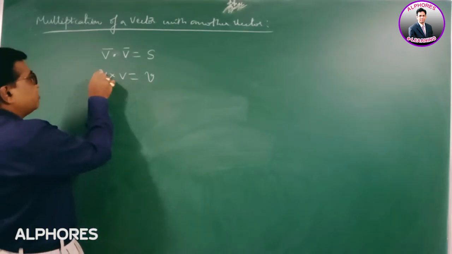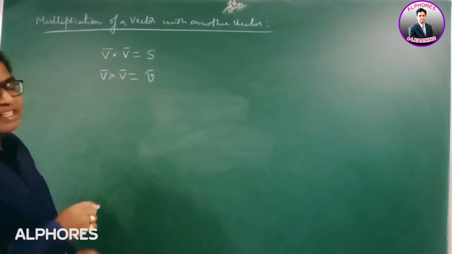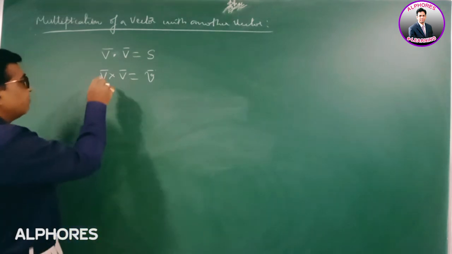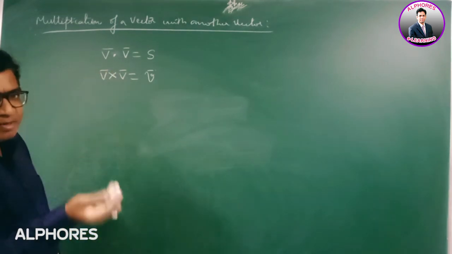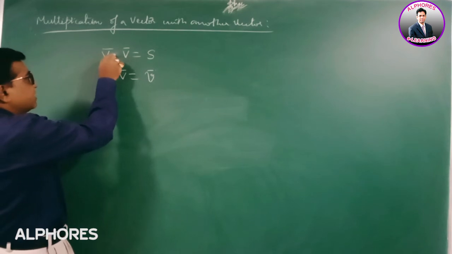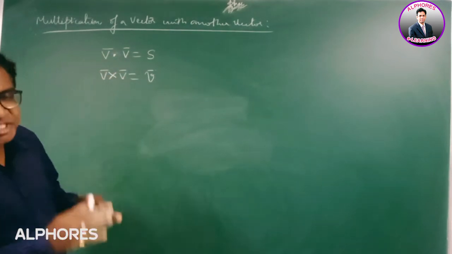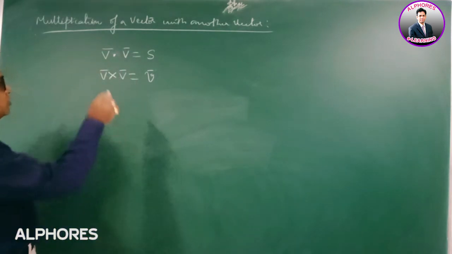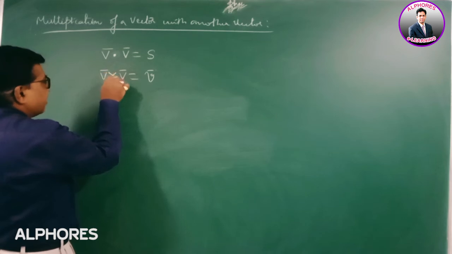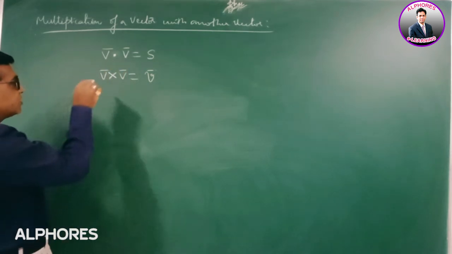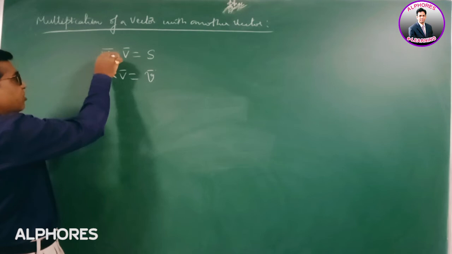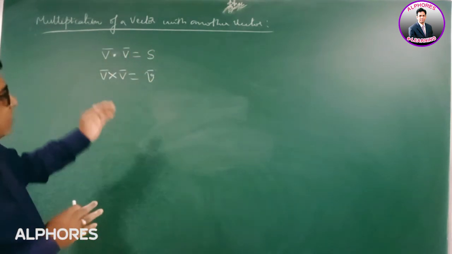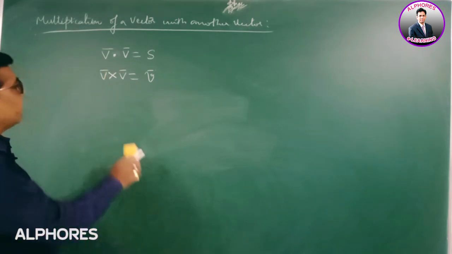Similarly, if the product of two vectors yields a vector, then it is called the vector product or cross product of two vectors. The symbol here is cross. It is the same multiplication; here the symbol is dot and this is cross. This is just a convention, it has been framed like that, that's all. So the dot product yields a scalar and the cross product yields a vector. This is the cross product or vector product. This is the dot product or scalar product. The scalar product always yields a scalar. The vector product yields a vector. This way we will find the multiplication of vectors.